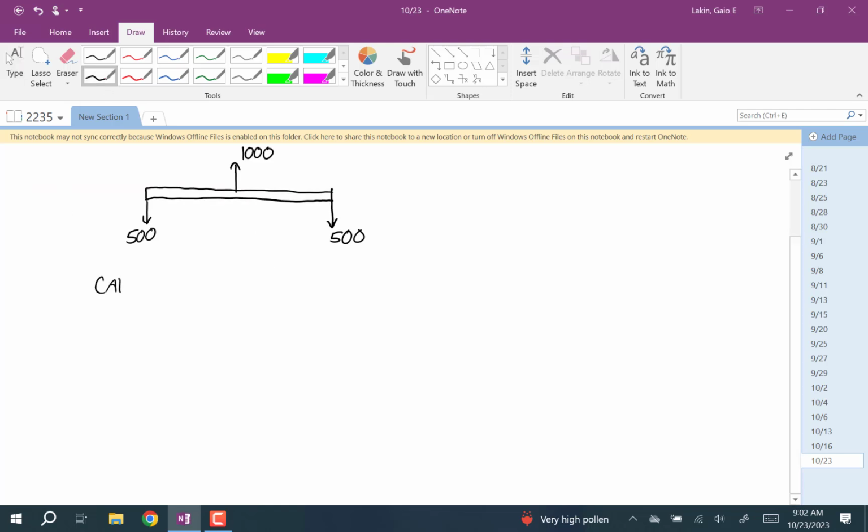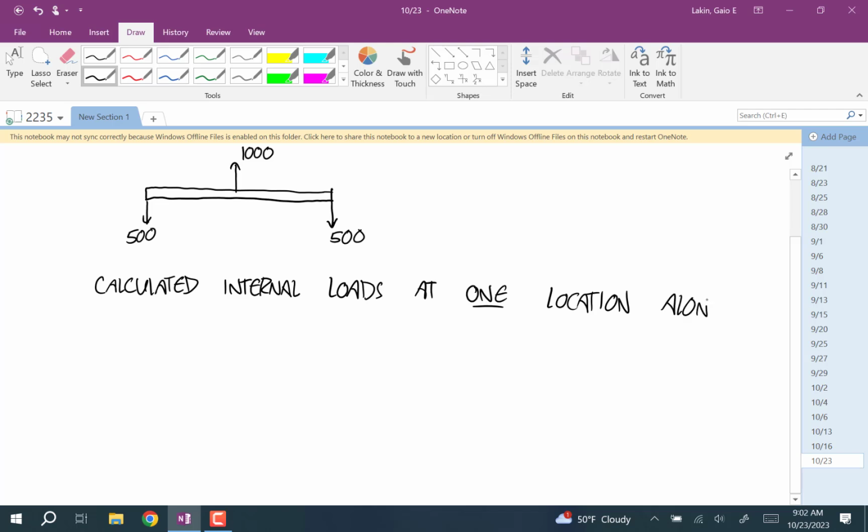So we calculated internal loads at one location along the beam. And we did that by isolating, like the piece that we isolated was everything from the left end up to the point that we were interested in. Remember that?